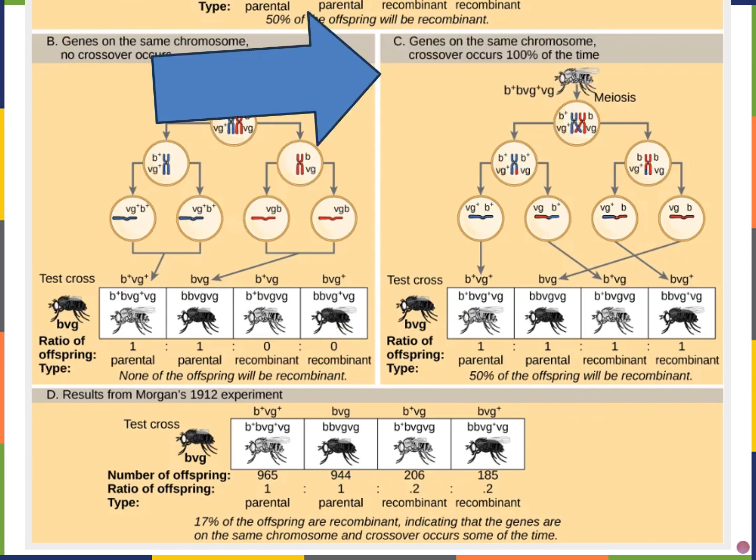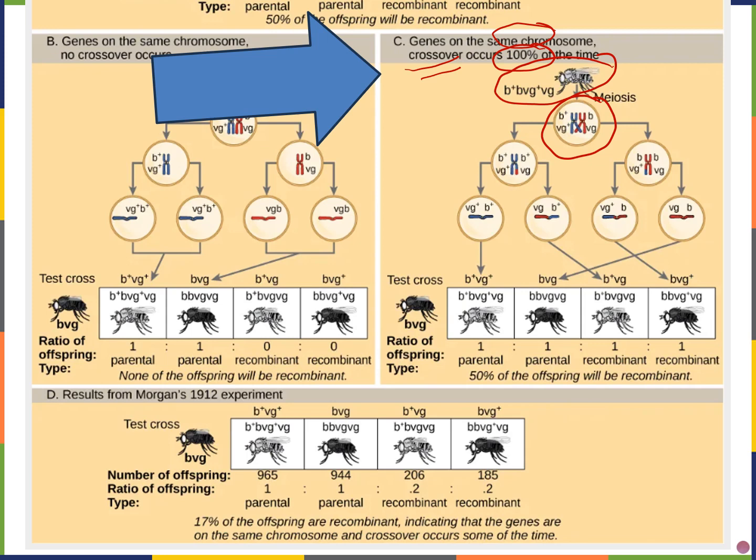Now let's look at our third scenario, where the genes are on the same chromosome again, but this time crossing over does occur all of the time, 100% of the time. So again, I have that same heterozygous fruit fly, but this time crossing over is happening, even though the genes are on the same chromosome. Looks like they're far apart enough to cross over.